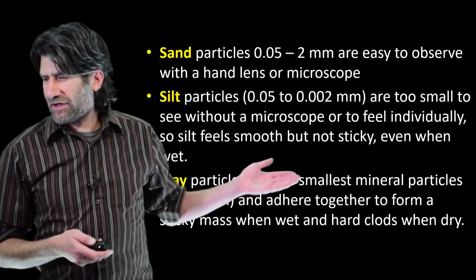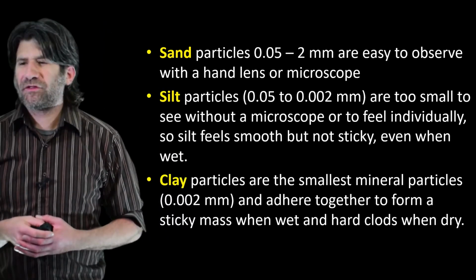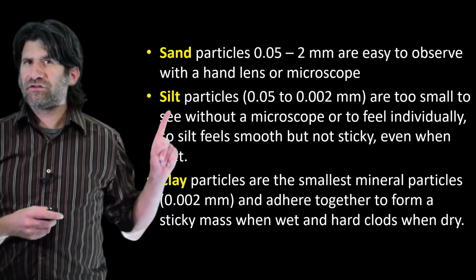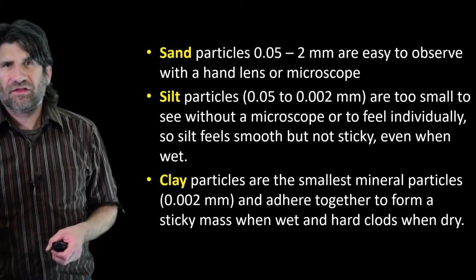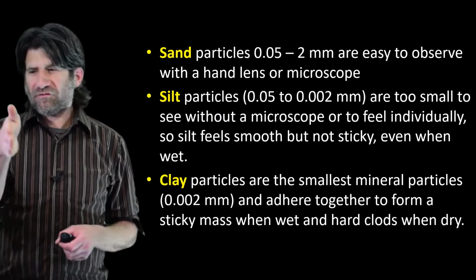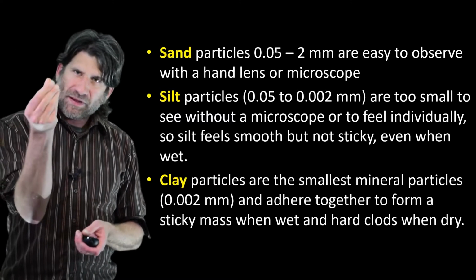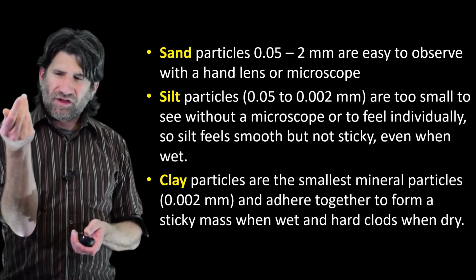So when you talk about soil texture, we're talking about the relative abundance of sand, silt, and clay in the soil horizon. Sand material is anything from 2 to roughly 0.05 millimeters in size. These are the big grains that are really gritty. You can see them with your eye.